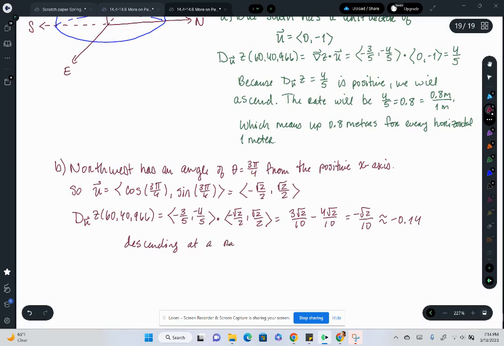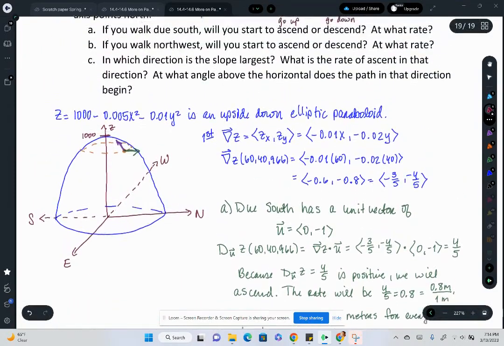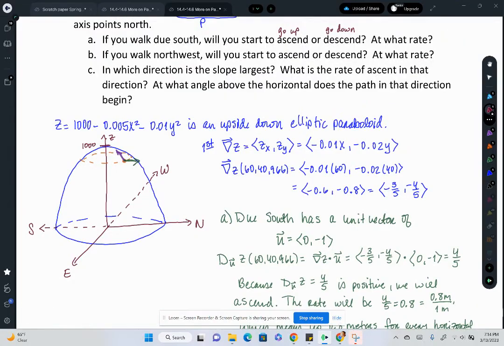Okay, so it's a negative value, so we are descending at a rate of about negative 0.14 vertical meters for every 1 meter. Okay, and that answers part B. All right, part C is interesting. So part C says, in which direction is the slope the largest?